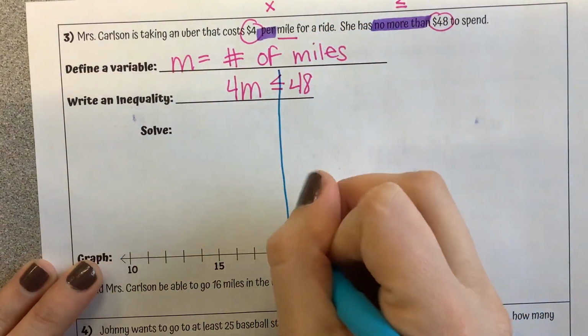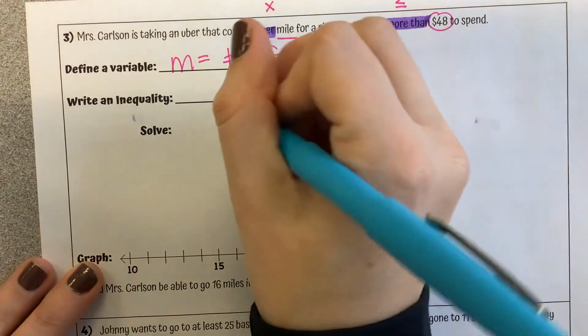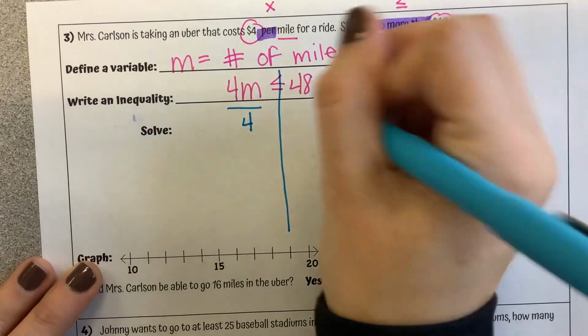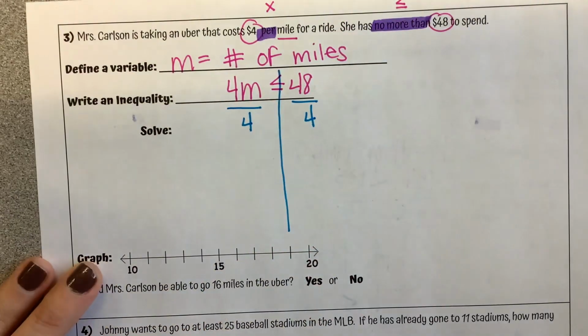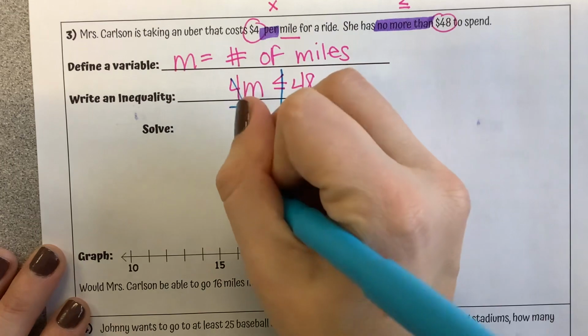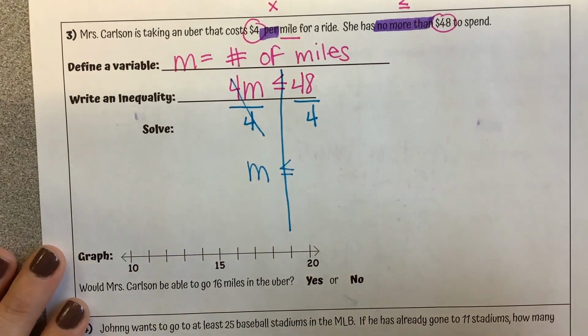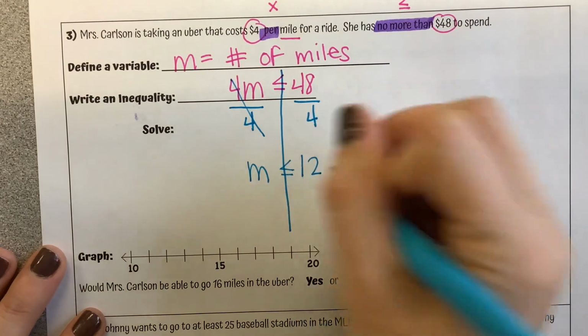Draw my line down my inequality symbol. M is being multiplied by 4. The opposite is to divide each side by 4. 4 divided by 4 cancels out. We're left with just M. Bring down our inequality symbol. 48 divided by 4 is 12.